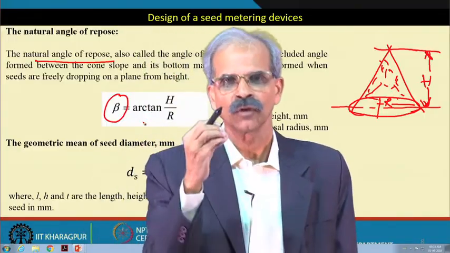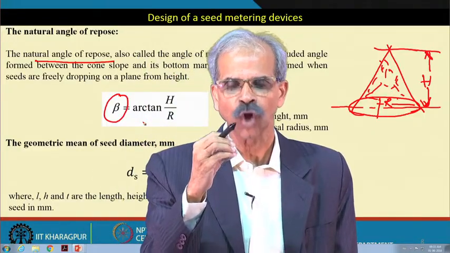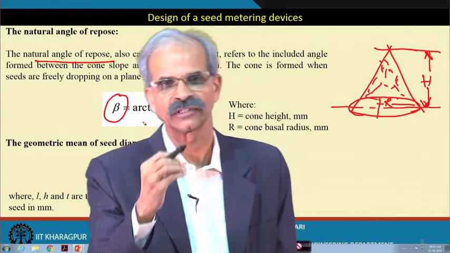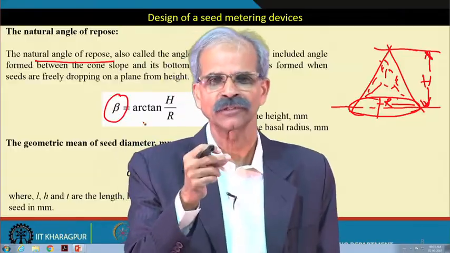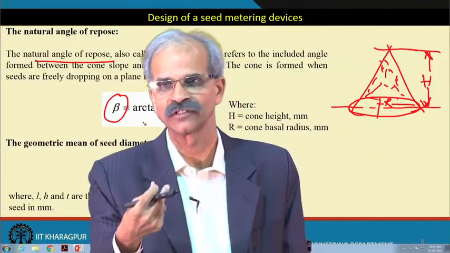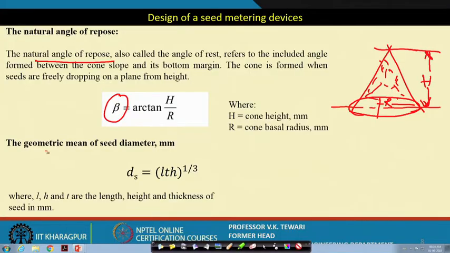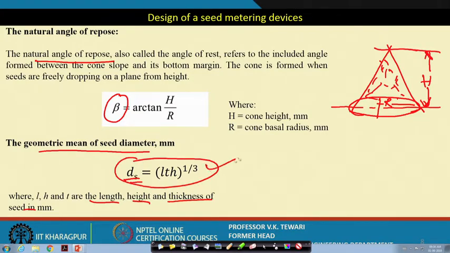Now, about the seeds, when we are talking of the seed metering devices, we are definitely concerned about what is the common parameter of a particular seed. A seed has a length, has a breadth, has a thickness. So, what is the common parameter which can be taken for the design? There we find the geometric mean of the seed, or geometric mean of seed diameter. This is very simple when we are talking of the length, height and thickness of the seed. So, assuming this, the geometric mean diameter of the seed can be given as this.